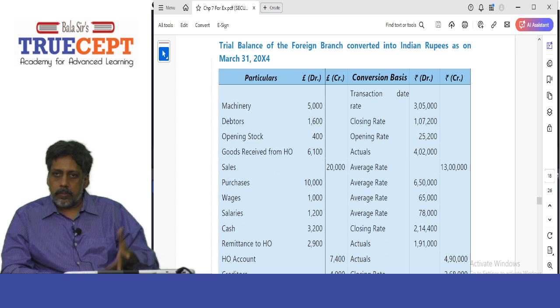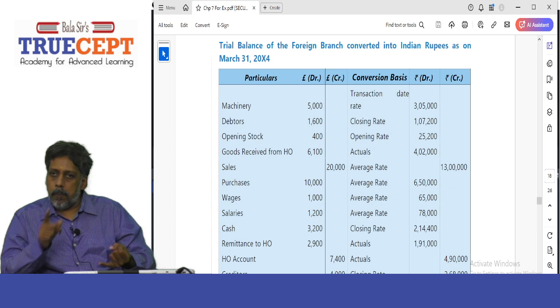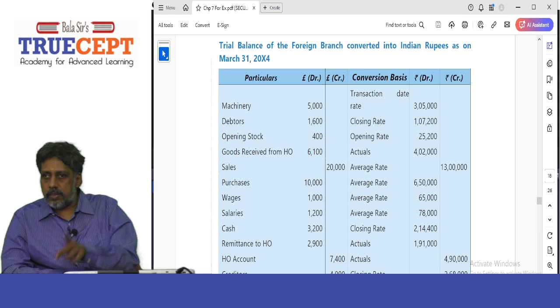They made a particulars column, a pounds debit and credit column, then a conversion basis column, and then a rupee debit and credit column. You can follow this format. So particulars, then in pounds, the foreign currency, debits and credits, then the conversion basis, and then rupees, debits and credits.